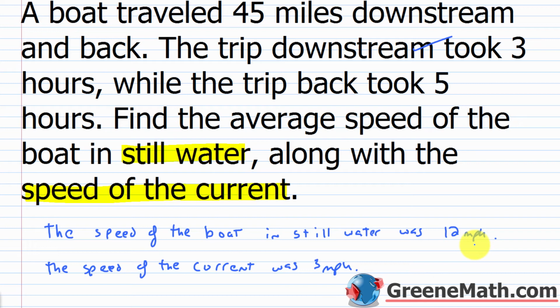So now we're going 9 miles per hour for 5 hours. That's 45 miles. So that one checks out as well. So again, the speed of the boat in still water was 12 miles per hour, and the speed of the current was 3 miles per hour.